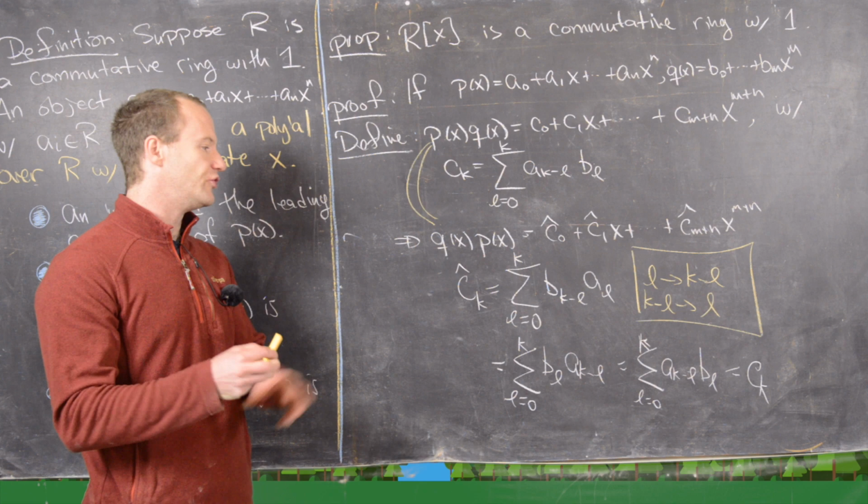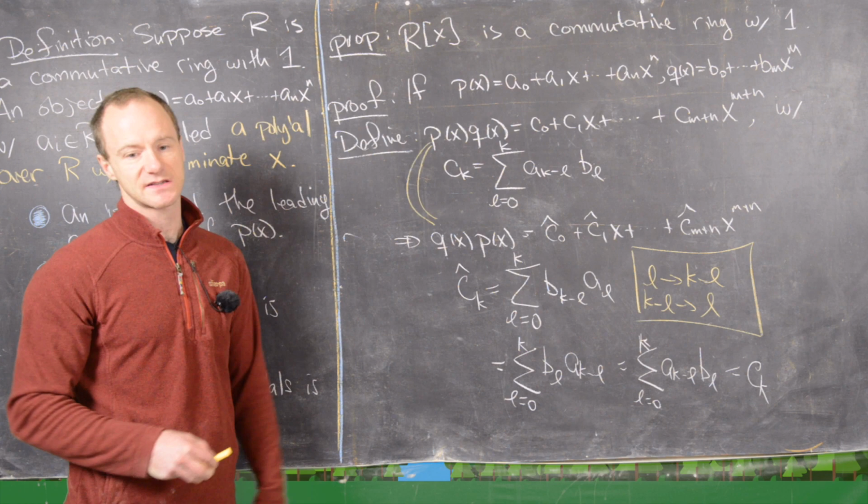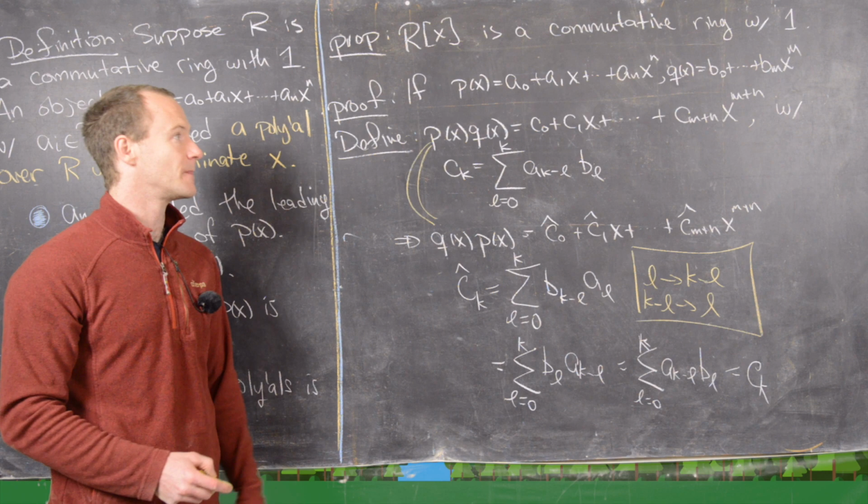And now you can use a similar strategy to prove that the multiplication is associative and everything else. So I'll let you look in a textbook, or actually it's a really good exercise to do on your own. Okay, I'm going to clean up the board, and then we're going to look at one more little result.